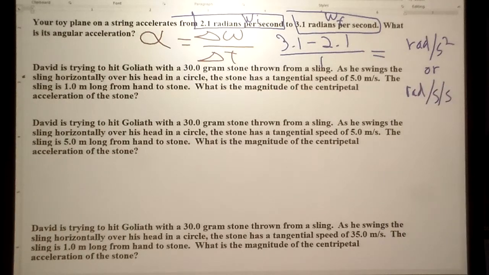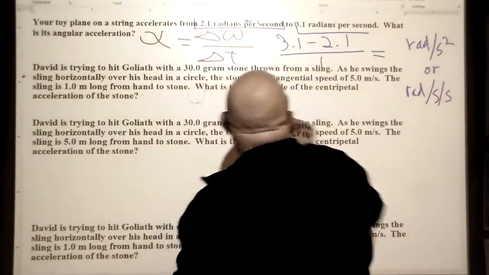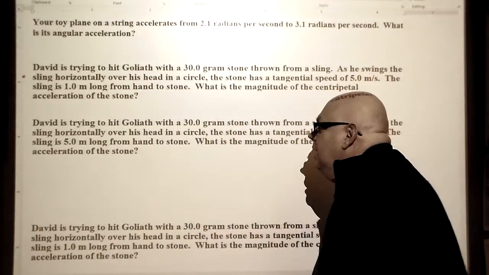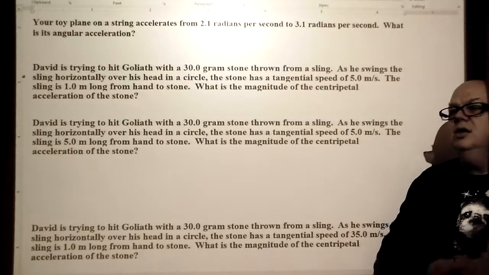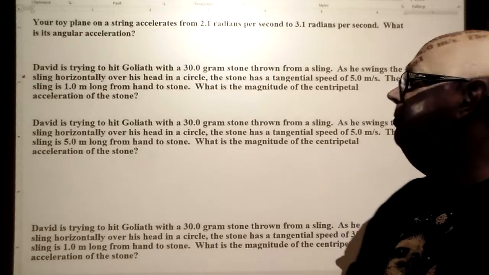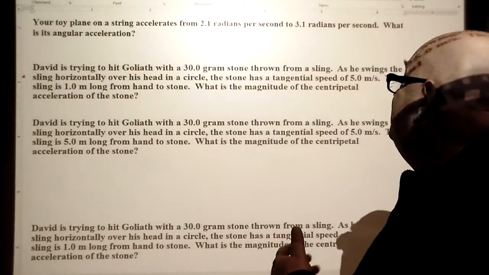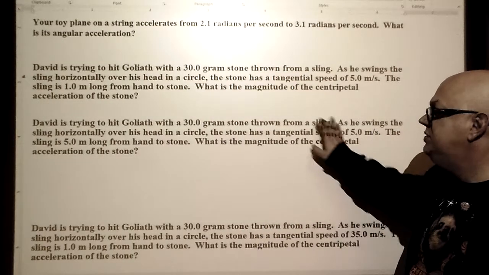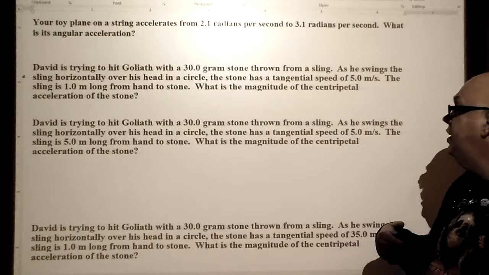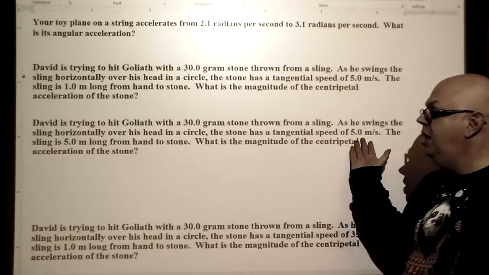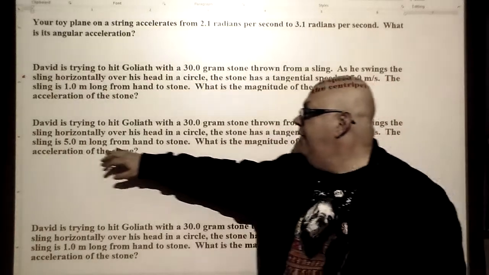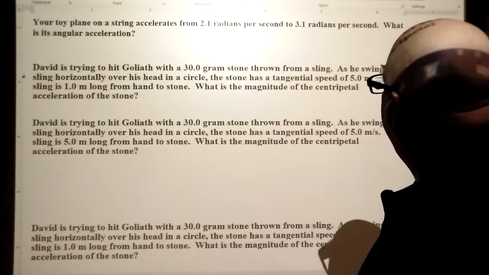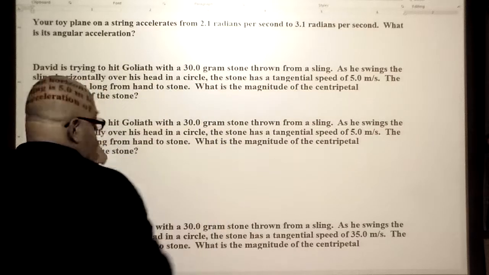With that, ladies and gentlemen, we have a series of problems here that are the same type of problem, except we change the numbers a little bit. I'm not going to have the time to go over every single one, but I put that down so you guys can see what that looks like. How is the centripetal acceleration going to change if we vary something like the tangential speed and the length of the sling from hand to stone? That'd be kind of an important thing. But maybe the first question, let's take a look here.